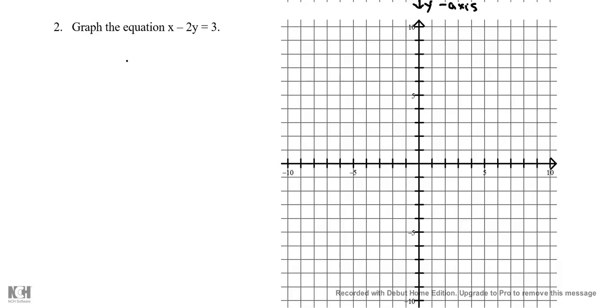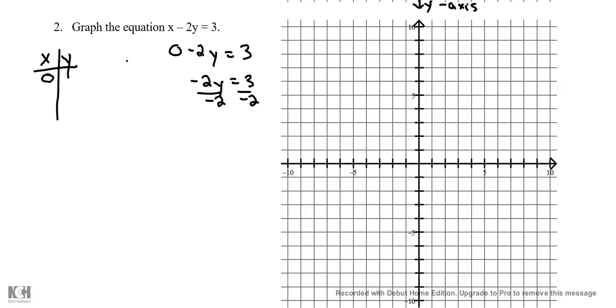This time we have a new equation, so we're going to start with a brand new XY table. And I am going to pick random numbers for my x and y again. I'm going to pick a 0 to start off with for my x, but we're going to notice that that's not going to be the best of choices when we start to solve for y. 0 minus 2y is negative 2y. Now we have to divide by negative 2, but that gives us this ugly fraction, so I don't want to use 0. I'm going to try 1.